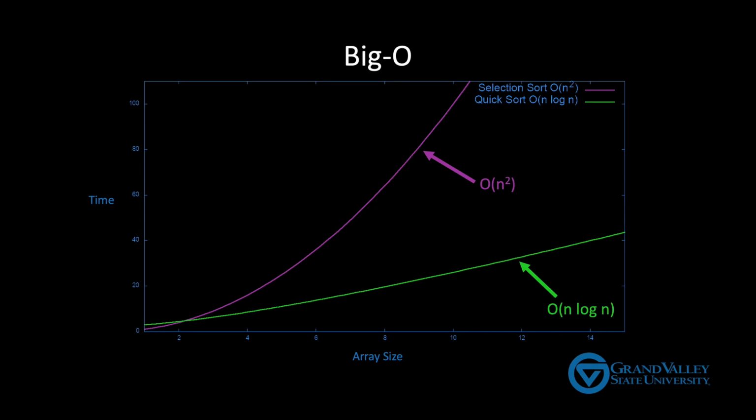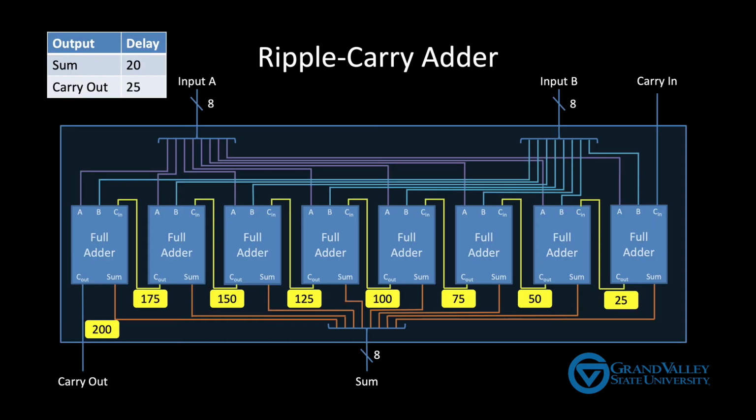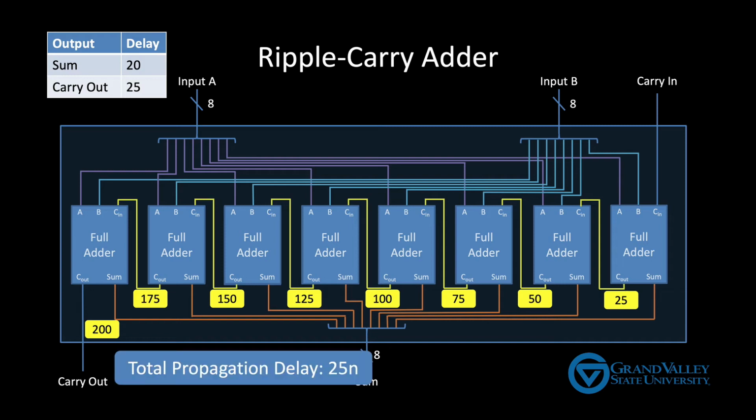So using this idea as a model, let's do a big O analysis on the propagation delay of a ripple carry adder. How rapidly does the propagation delay increase as we add input bits? Well, we can see from the yellow boxes that each additional full adder adds 25 nanoseconds to the total propagation delay. Thus, the ripple carry adder's total propagation delay is approximately 25 nanoseconds per input bit, which means that the running time of this ripple carry adder is big O of n, or linear.